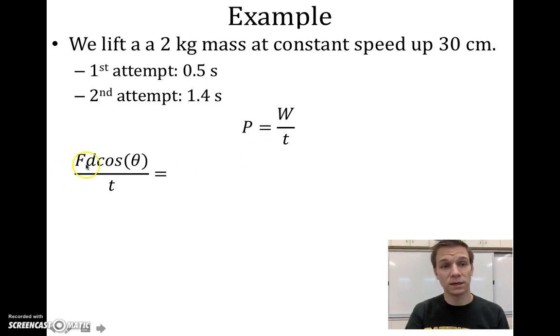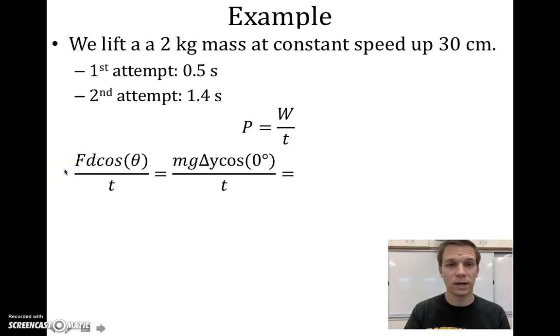So this force here is just the upward force of my pull, which is the same as the force of gravity because we're going at a constant speed. So I can just calculate that as mg, which is the force of gravity, the same as my upward force, times the displacement. The d is just a delta y here because we're going vertically, times cosine of 0 because my force is up and the displacement is up. So the angle between them is 0.